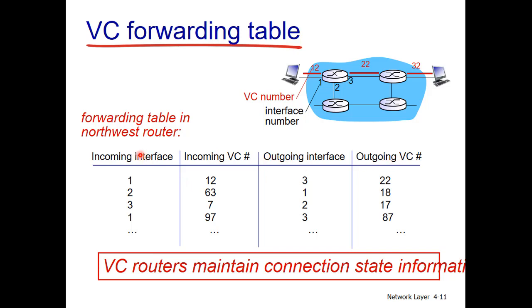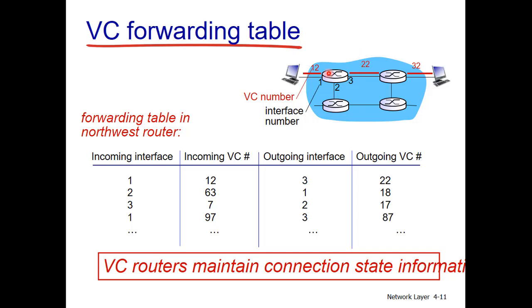Okay. So it says that the incoming interface is 1, and the incoming virtual circuit number is 12. So if on this router a packet is coming from interface 1 and has a virtual circuit number of 12, then it needs to forward that datagram on the outgoing interface 3, and it changes the virtual circuit number to 22.